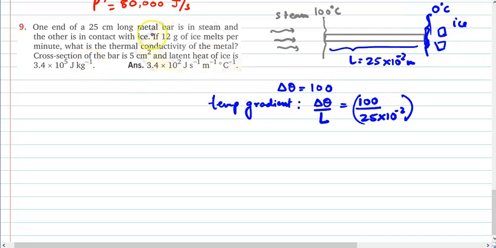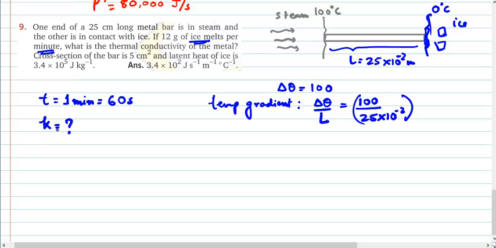Now they say if 12 gram of ice melts per minute, how much ice is melting per minute? 12 gram. In how much time? Time is 1 minute. Now 1 minute has got no role to play. We always think of time in terms of seconds. What is the thermal conductivity? What are they asking you?